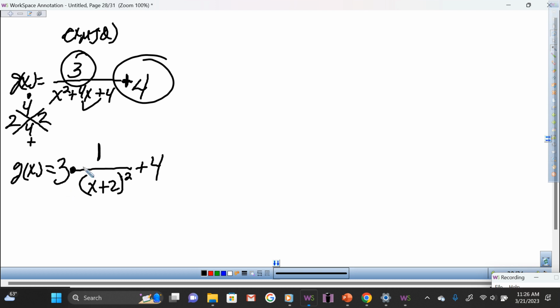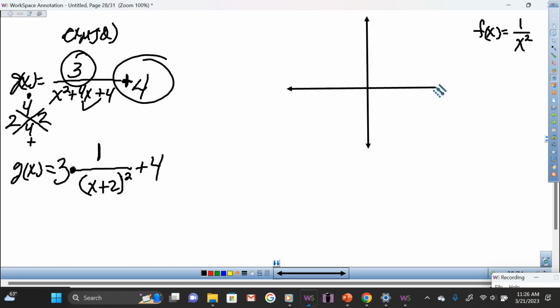All right, so according to this one, tell your neighbor which parent function you need to write over here on the side to get started. f of x equals what, everyone? 1 over x squared. That is correct. So let's graph our parent function for that first. Once again, the VA is x equals 0, HA, y equals 0.